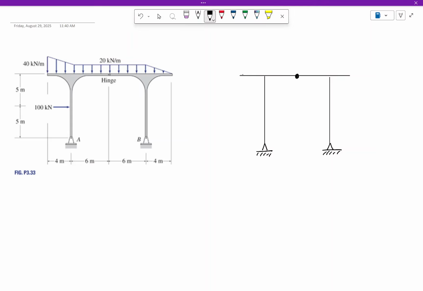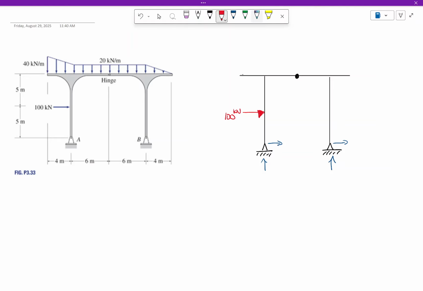So how many reactions do we have? 1, 2, 3, 4, right? So you all can figure that out. Now, the part that obviously looks a little strange is this load here. But it really isn't if you just break it down into its constituent components. First off, don't forget we have this 100 kilonewton load right here.